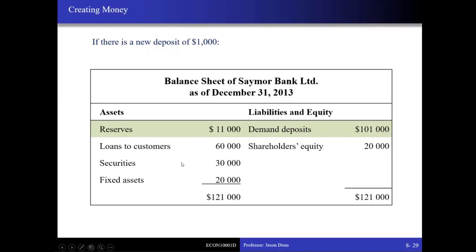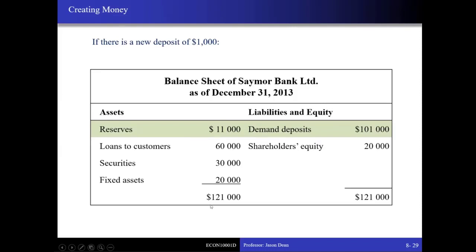None of this other stuff's going to change. We didn't say anything yet about them making a loan or buying any securities or fixed assets. So we have this increase in reserves. We know something has to change on the other side to balance it out. So demand deposits increase by 1,000, and that's clear when we know what a bank does. In return for this $1,000 bill, this person's going to get a credit entry in their checking account. And that's a liability to the bank.